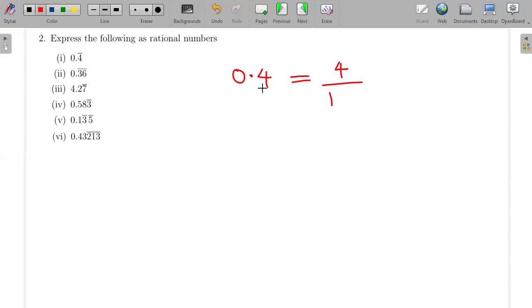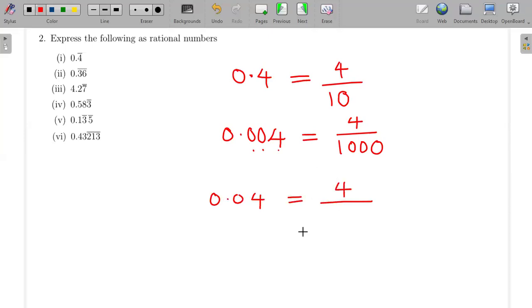Here I just had one decimal place, so I'll just write 1 and then 0. So this number, the 0.4, is the same as 4 over 10. If I had 0.004, I write whatever number is there without the point, so that will be 4 divided by 1, and then I count the number of decimal places. I have 1, 2, 3, so I'm going to add 3 zeros: 0, 0, 0. What if I had 0.04? This will be the same as 4 over 1, then I count the number of decimal places, 1, 2, so this will be 0, 0.